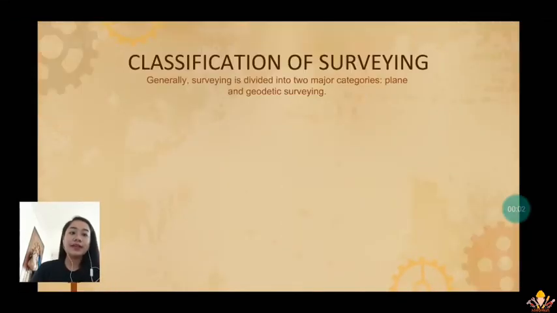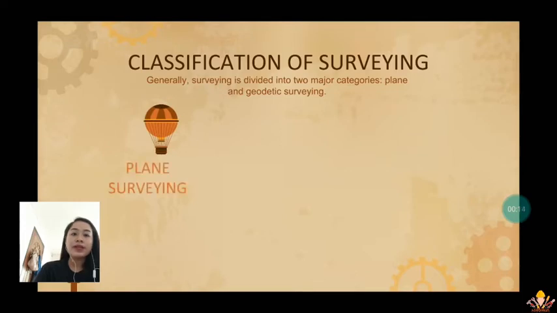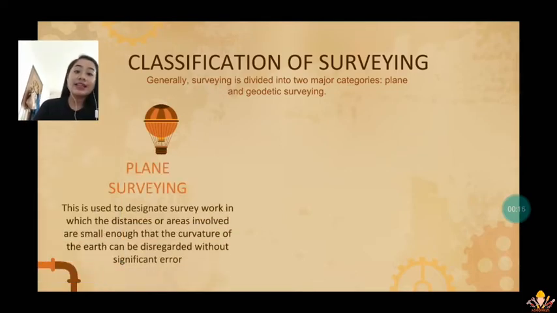So next, we have the classification of surveying. Generally, surveying is divided into two major categories, the plain and the geodetic surveying. So, what is plain surveying? This is used to designate survey work in which the distances or areas involved are small enough that the curvature of the earth can be disregarded without significant error.